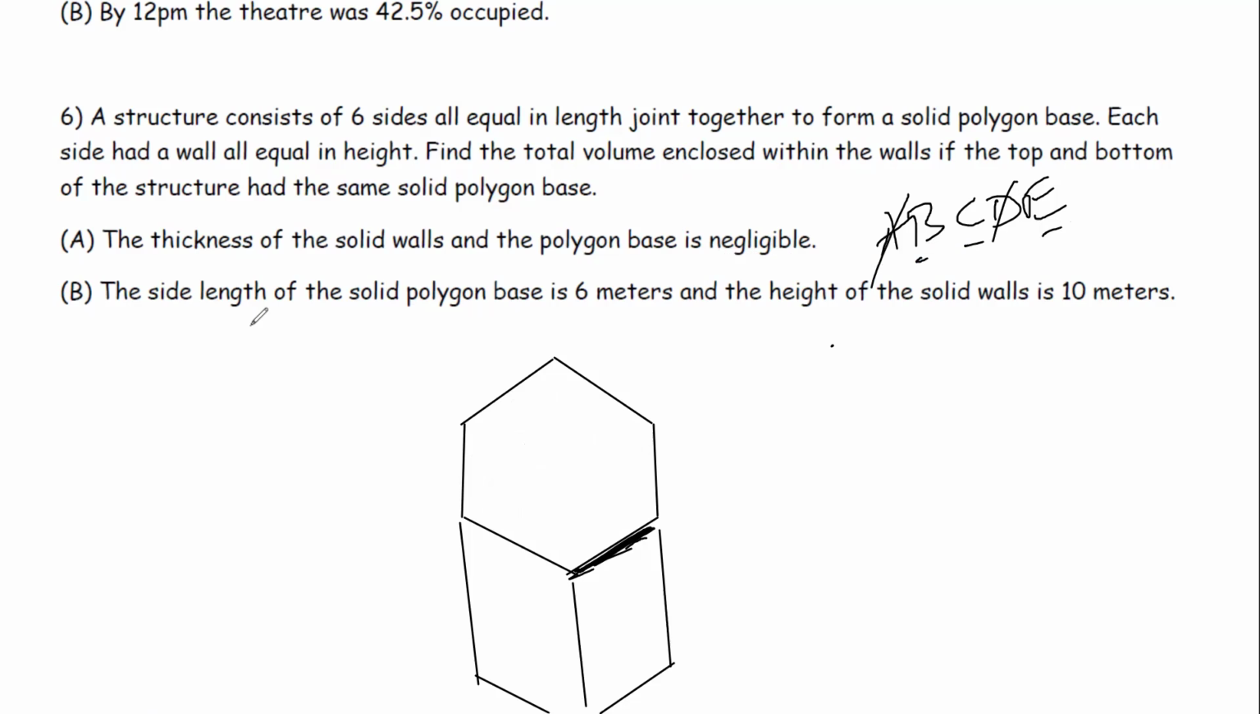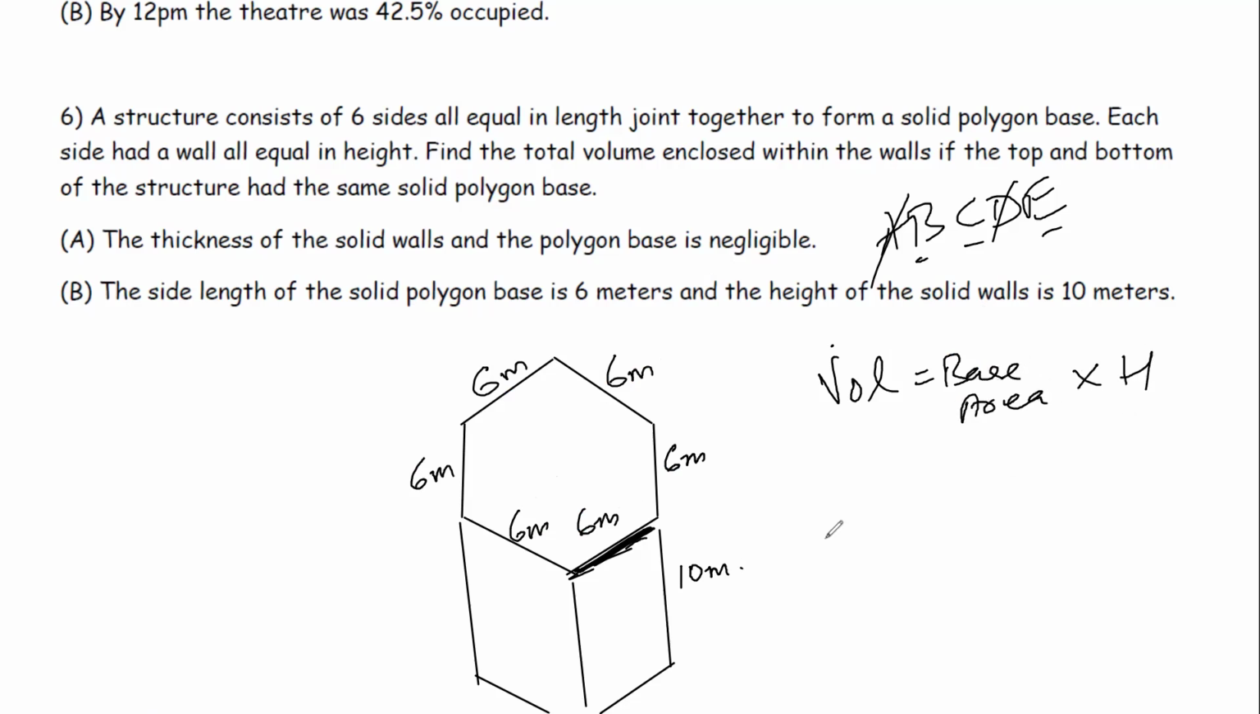Second one, the side length of the solid polygon base is 6 meters. So this is 6 meters. And the height of the solid walls is 10 meters. All right. So now we can find out because we know that all the sides are 6 meters, right? So we can find out the answer, right? We can find out the area of this base and we can get to the answer because volume is always base area into height, correct?